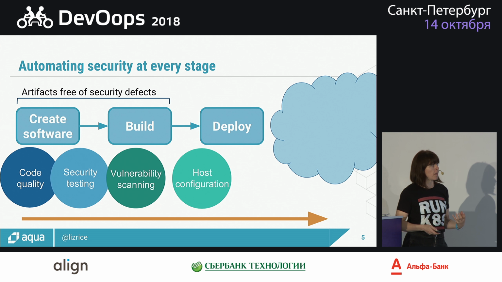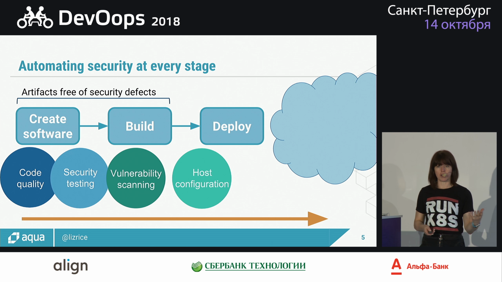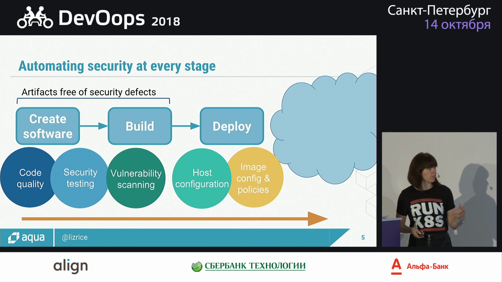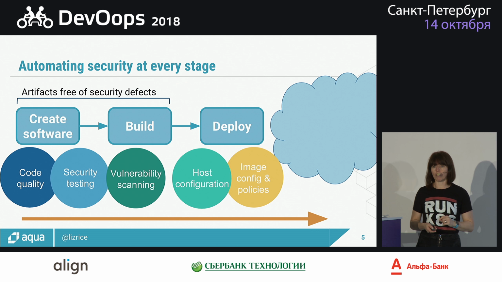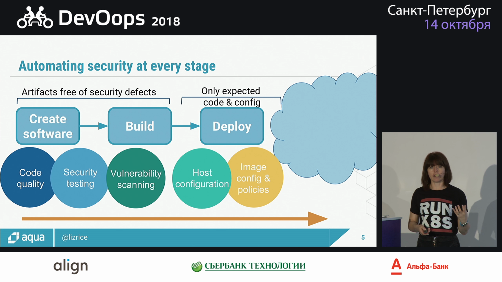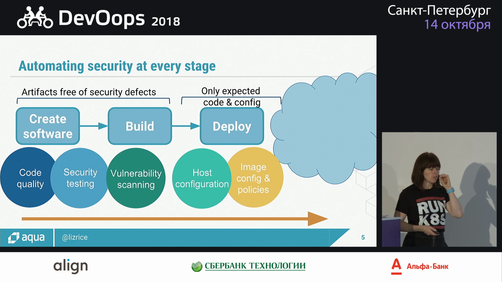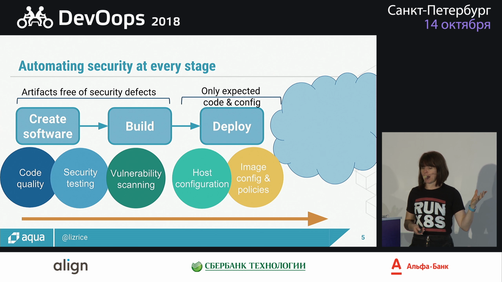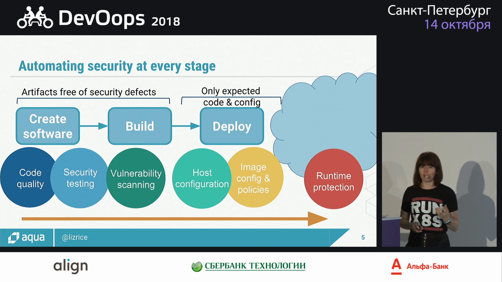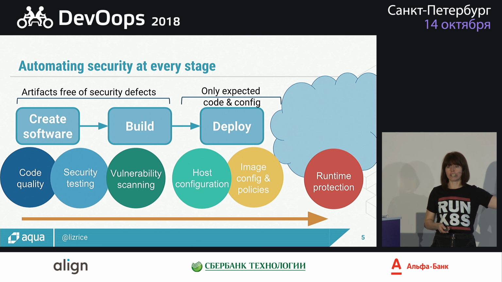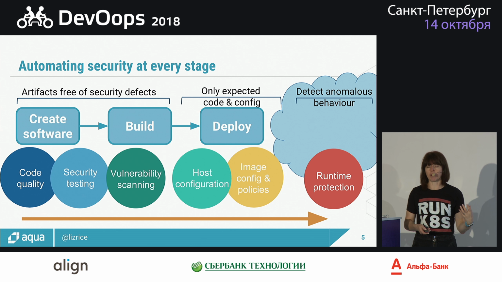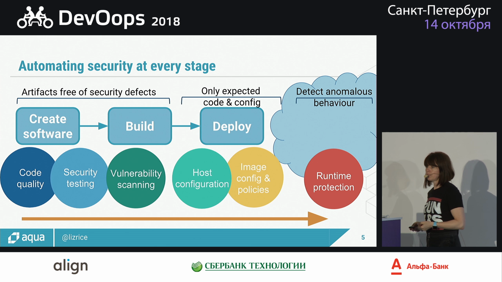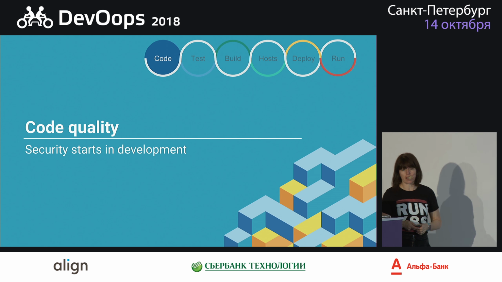Then we look at deploying things. We look at the configuration of the machines we're going to deploy on, and we'll look at policies and configuration of the software we're going to deploy. So the idea is we're only going to deploy software that we're expecting to deploy with the configuration that we expect. And then finally, we'll look at what we can do with running software to detect behavior that maybe suggests something bad is going on. So let's start with code quality.